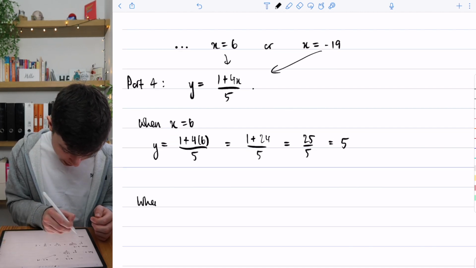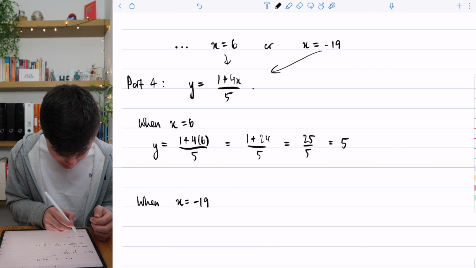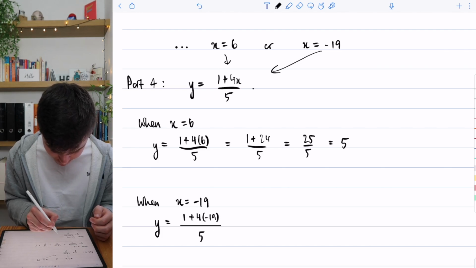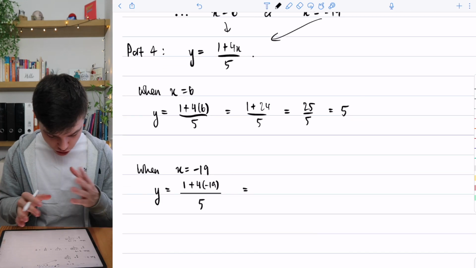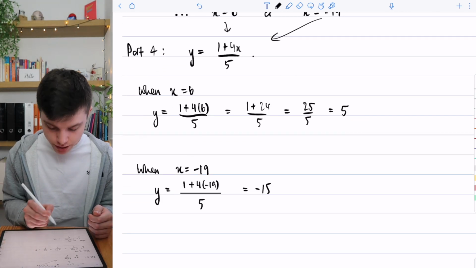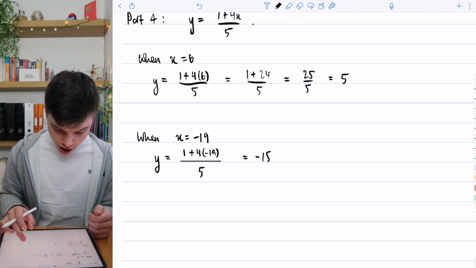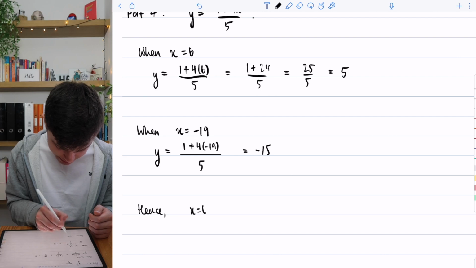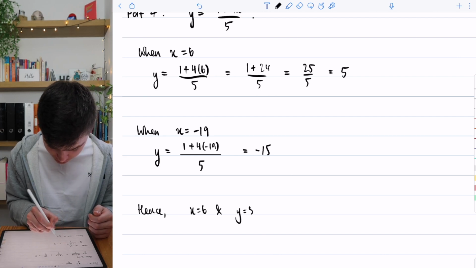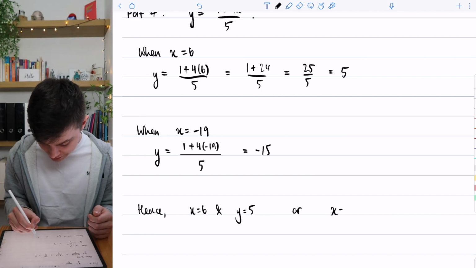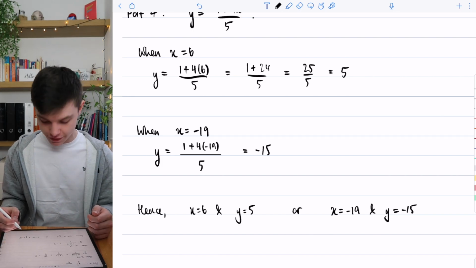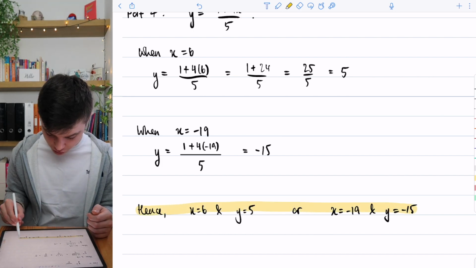And also when x is minus 19, we've got y is equal to 1 plus 4 times minus 19, all divided by 5. And when we get that, you can do some calculation there. We get minus 15. So our pair of solutions are, we can say, hence, x is equal to 6 and y is equal to 5, or x is equal to minus 19 and y is equal to minus 15. And that is your final answer.